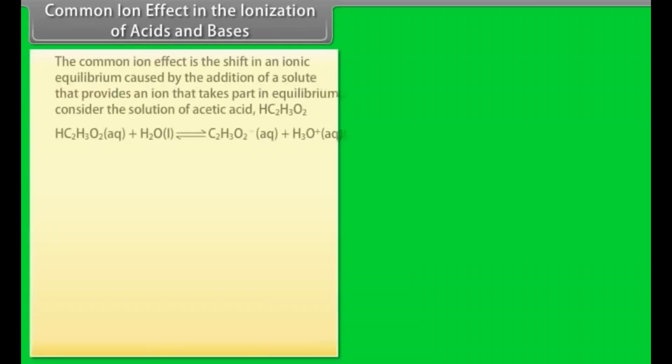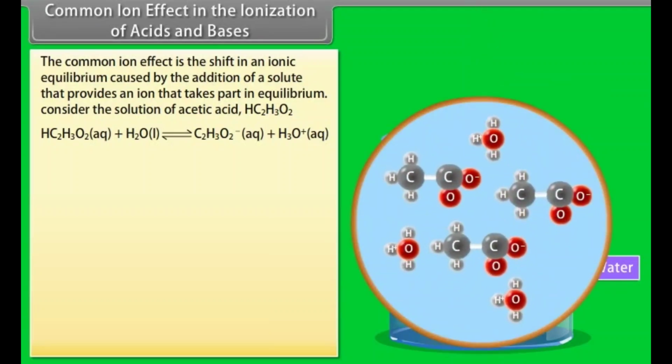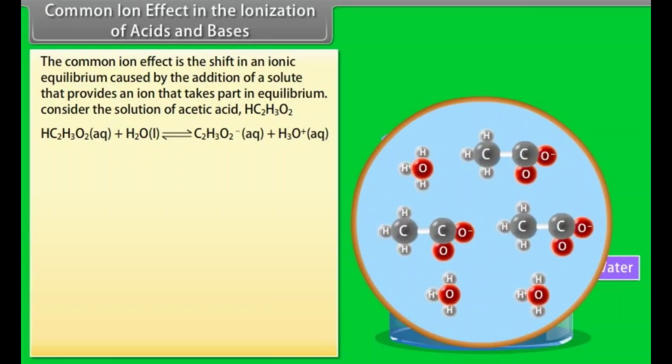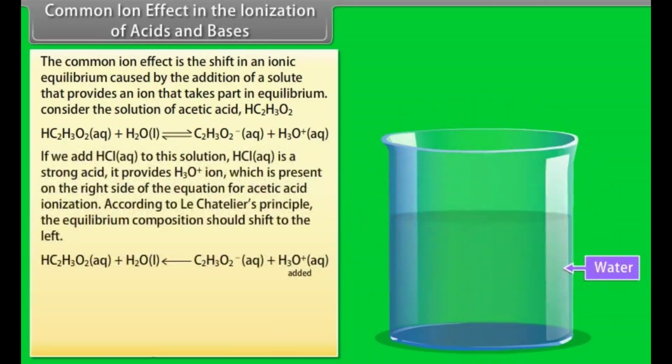Common ion effect in the ionization of acids and bases. The common ion effect is the shift in an ionic equilibrium caused by the addition of a solute that provides an ion that takes part in the equilibrium. Consider the solution of acetic acid, HC2H3O2. If we add aqueous HCl to this solution, aqueous HCl is a strong acid.